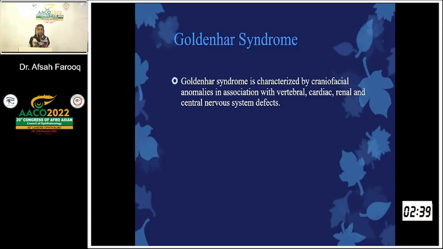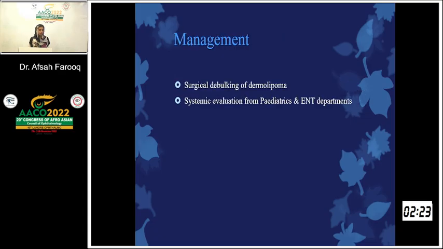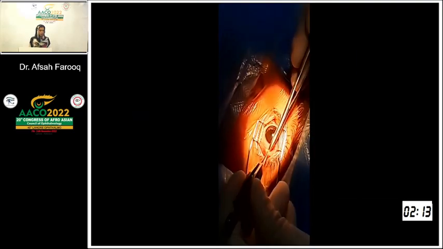Here is just a brief review of what Goldenhar syndrome is. This syndrome is basically characterized by craniofacial anomalies associated with vertebral, cardiac, renal and central nervous system defects. It is characterized by a triad of anomalies comprising epibulbar dermoids, accessory auricular appendages and preauricular fistula. Our management plan was to do surgical debulking of the dermolipoma and to get the systemic evaluation of the child done from the pediatrics and the ENT departments. It was done and it was all normal.